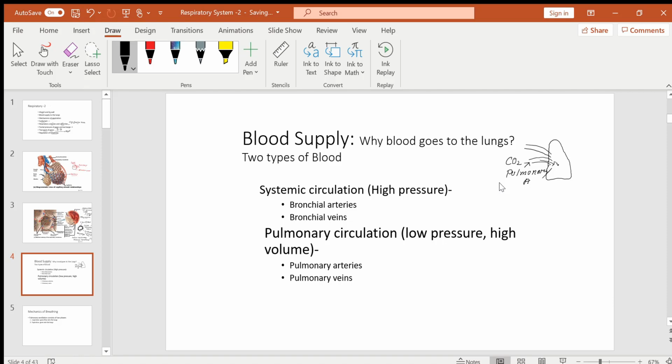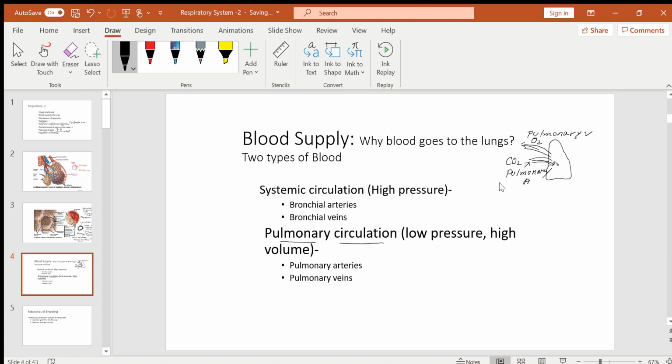Make sense? So the pulmonary artery brings carbon dioxide rich blood into the lung, right? And the blood gets oxygen, and the oxygenated blood goes back to the heart through the pulmonary vein. Okay, this is oxygen rich blood. So this circulation is called pulmonary circulation. You already know about this pulmonary circulation.